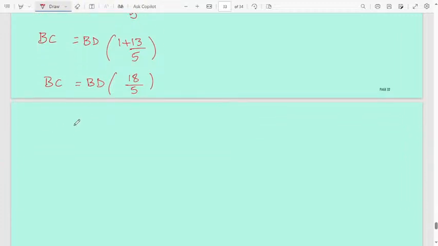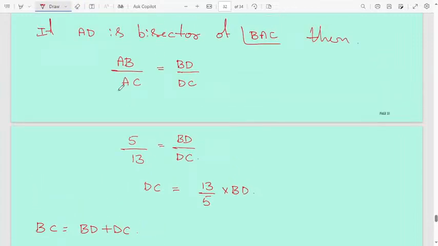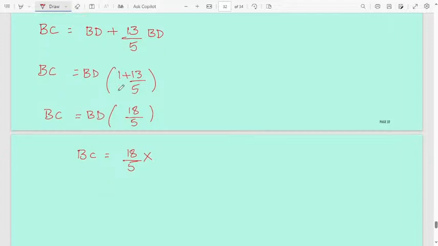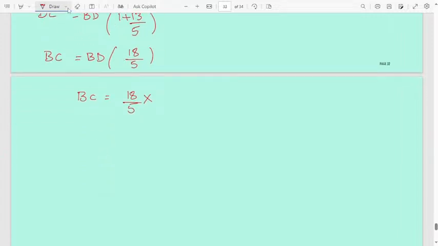Now BC will be equal to 18 by 5 into BD. What is the value of BC? The BC value is given, that is 12. Substitute here. BC value is 12. BD value we have to calculate.